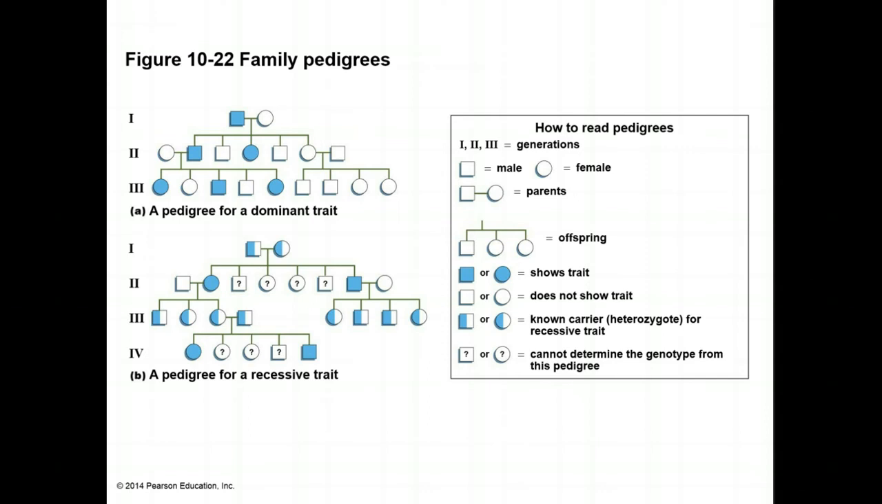This slide shows an example of a pedigree for a dominant trait and for a recessive trait. It also shows the shorthand that you use when reading pedigrees. Note that oftentimes the Roman numerals are used to designate the generations. A square is used to represent a male, and a circle is used to represent a female. A square and a circle with a line between them indicate the parents. And then the offspring are written beneath.